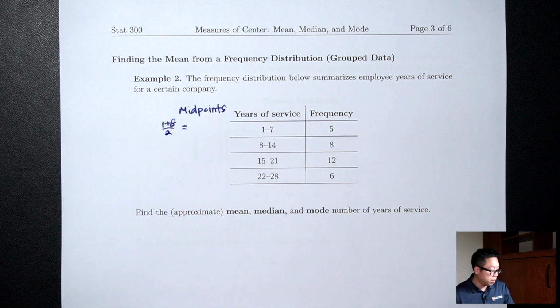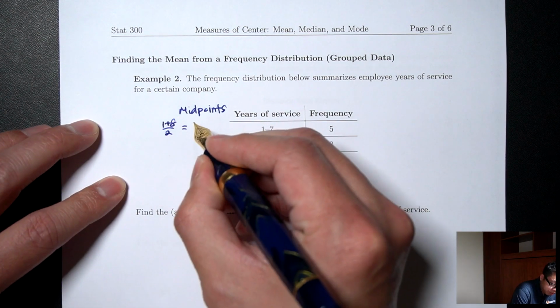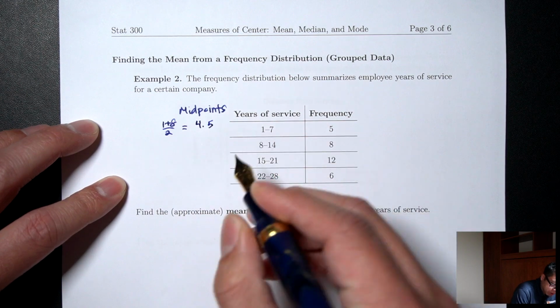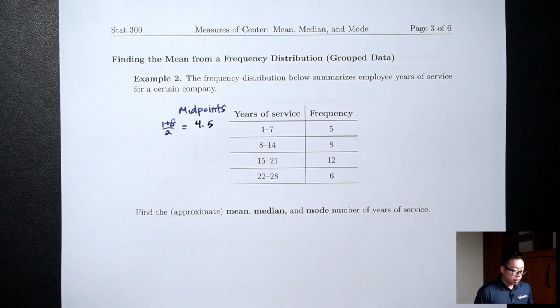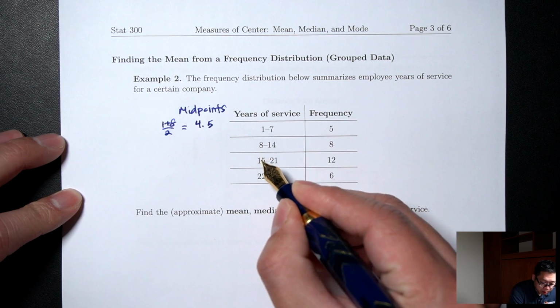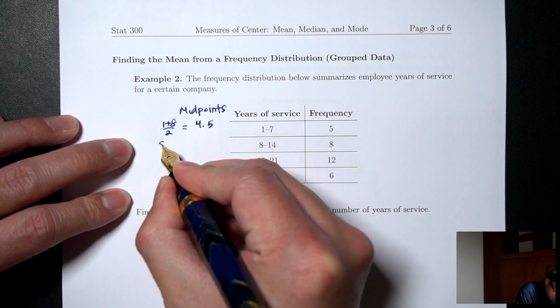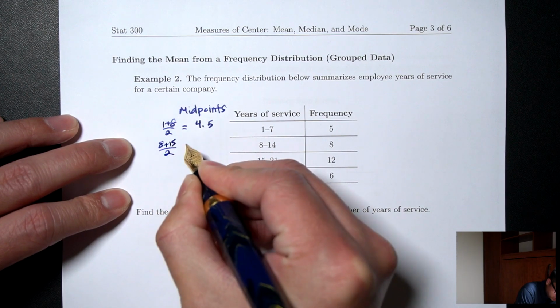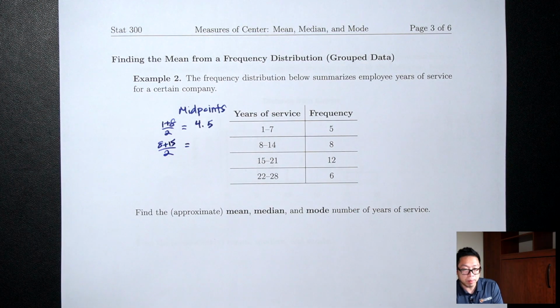So type it in exactly like you see it on your calculator. Up top, 1 plus 8. On the bottom, 2. 4.5. Okay, that's the midpoint that goes with the first range. If you're not using the decimal scientific calculator, make sure you're doing 1 plus 8 first, which you'll get 9, and then 9 divided by 2, and you'll get 4.5. The next midpoint will be 8 plus 15 divided by 2. Okay, 8 plus 15 on top, 2 on bottom, 11.5.